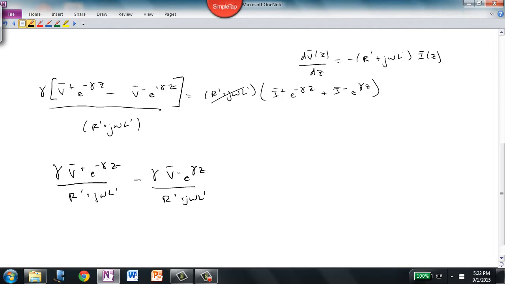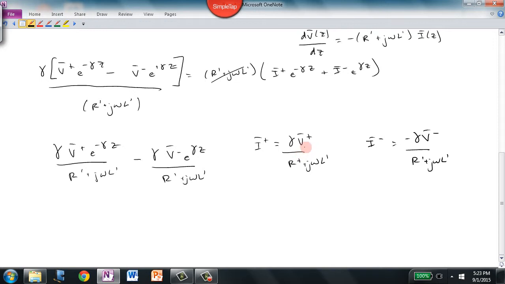So I bar plus has to be equal to gamma v bar plus over r prime plus j omega l prime. And similarly, I bar minus has to be equal to everything that multiplies e to the gamma z, which is minus gamma v bar minus over r prime plus j omega l prime. So we determine those by equating the multiplier of the exponential natural number here.